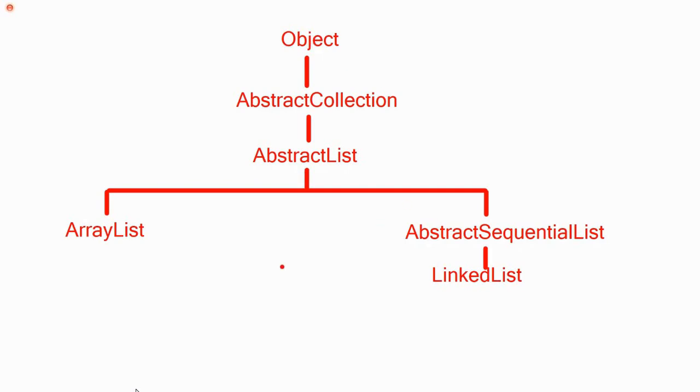Now, using an array list object, can I call an AbstractSequentialList method? Can I call? No, you cannot call. There is no relation between these two. Using a linked list object, can I call it? Yes. Using a linked list object, can I call ArrayList methods? No. Here, what they did is, which are common to all of these, they placed here.